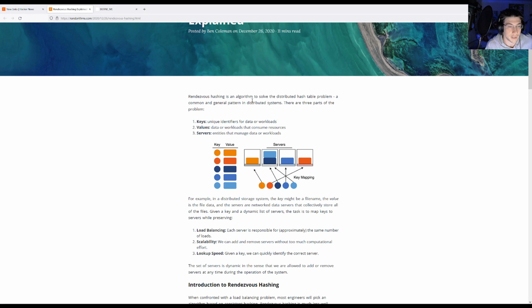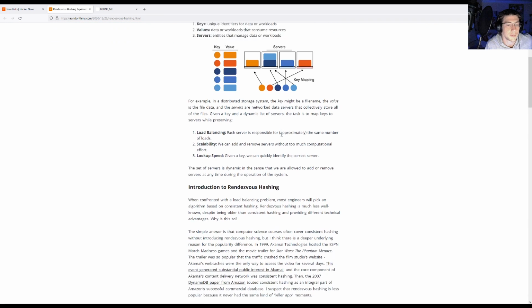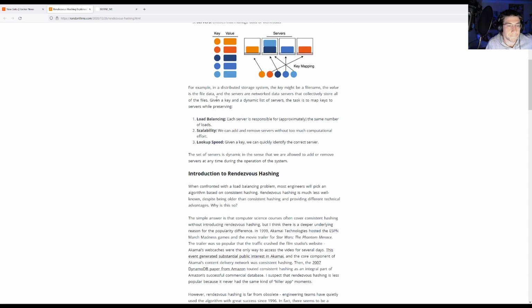So there's three parts of the problem. We have keys, values, and servers. Keys are identifiers for the servers, which are containers that have the data inside. Let's make a practical example. In a distributed storage system, the key might be a file name, the value is the file data, and the servers are network data servers that collectively store all of the files.